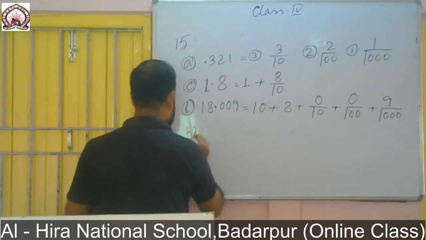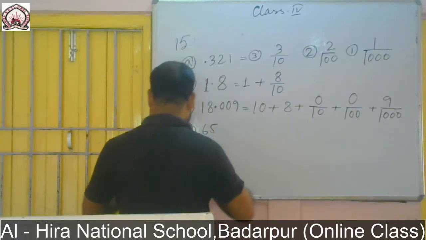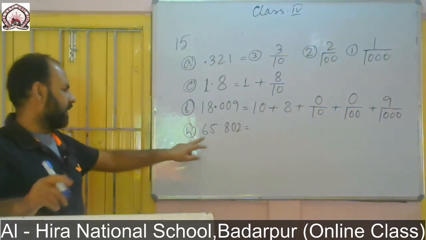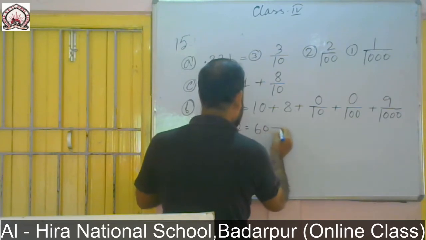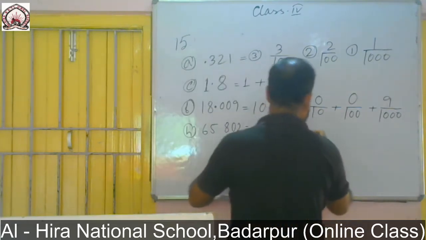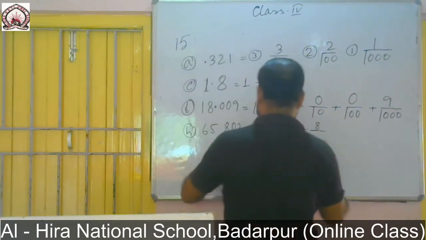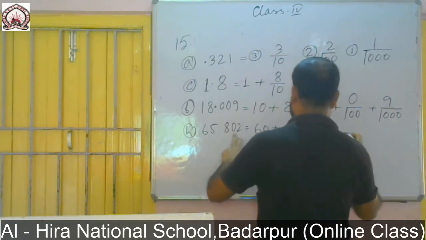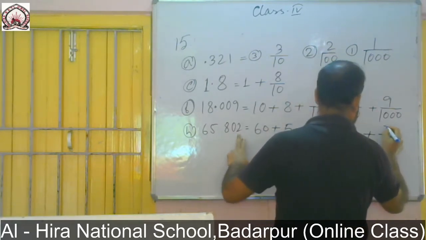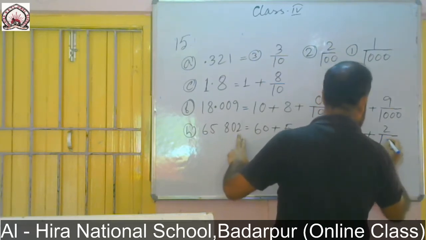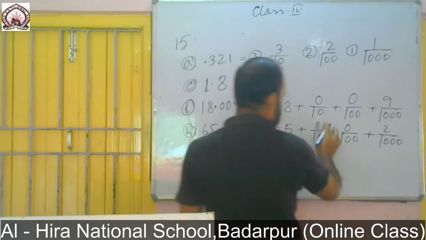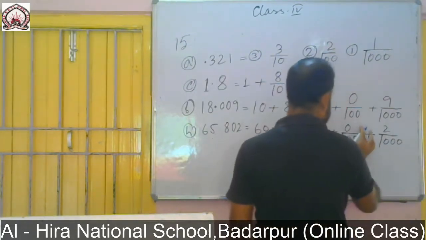Next, question number H, 65.802. So first, the place value of this 6 is 6 tens, which means 60, plus 5 ones equal to 5, plus 8 tenths, which means 8 by 10, plus 0 hundredth, plus 2 by 1000. That means here 65 plus 8 by 10, 0 hundredth, 2 by 1000.